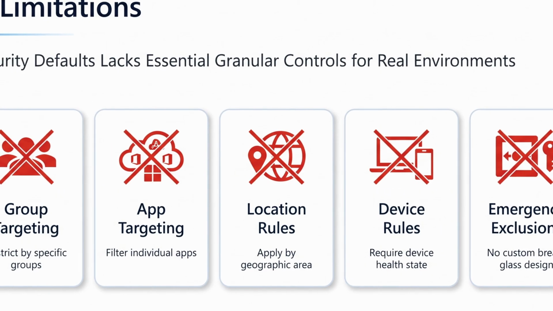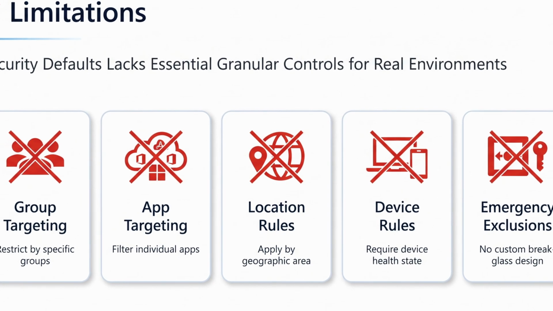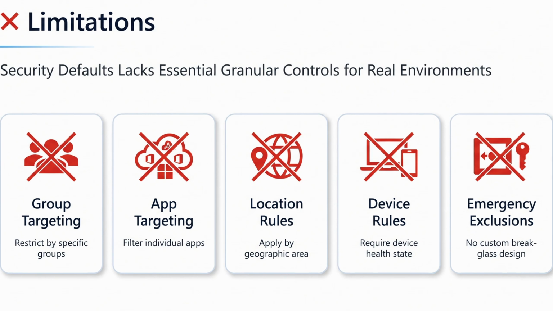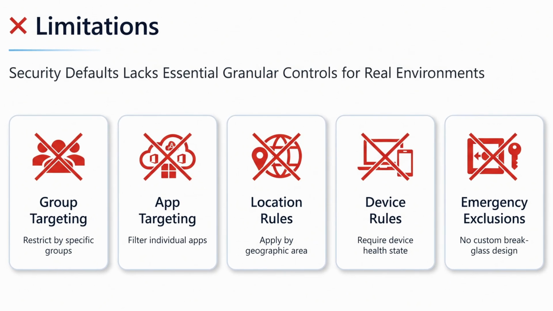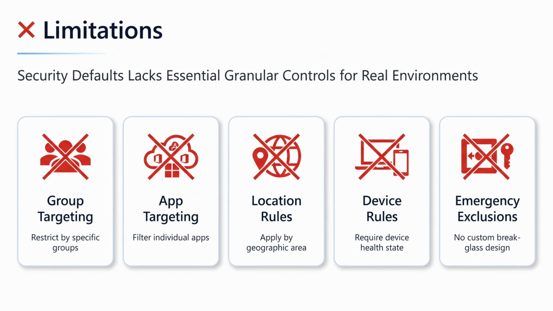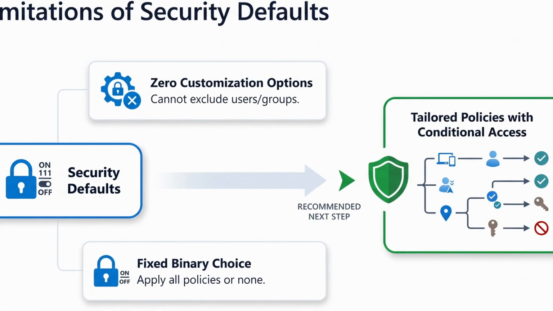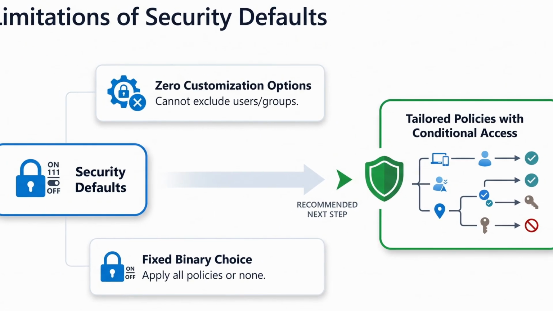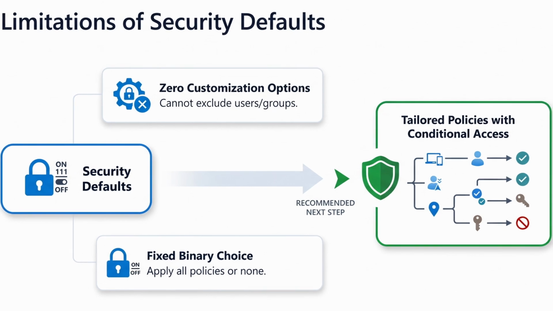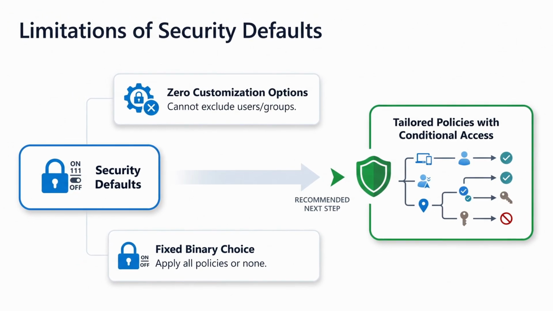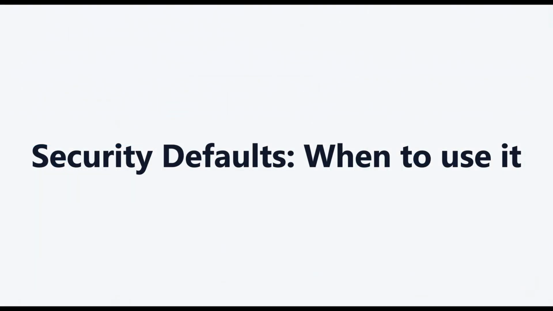Limitations. This is where security defaults become too limited for many real environments. You do not get group targeting, app targeting, location rules, device-based rules, or custom exclusion for normal break glass design. It is basically all or nothing. Microsoft Learn says security defaults have no customization, which is exactly why organizations with more complex requirements should move to conditional access.